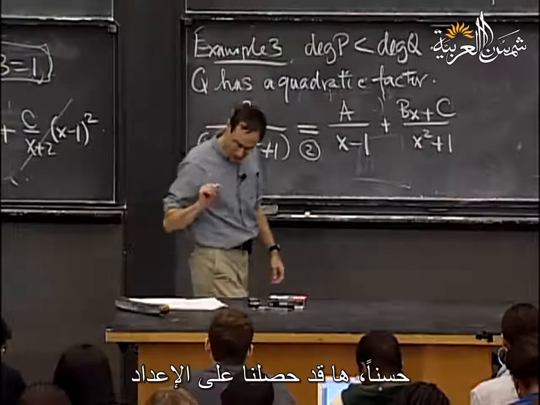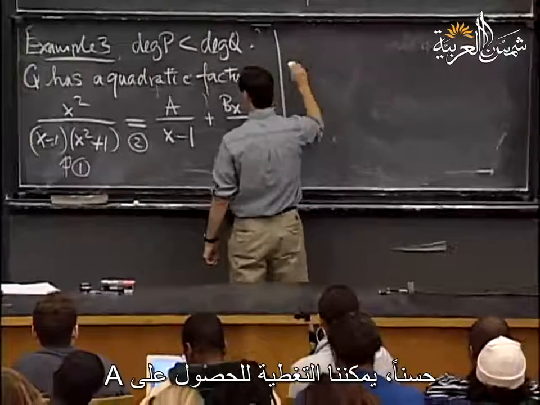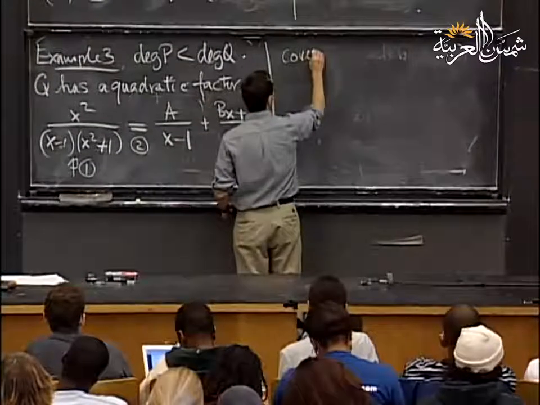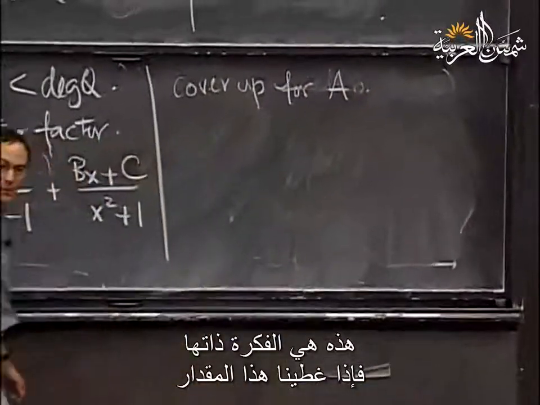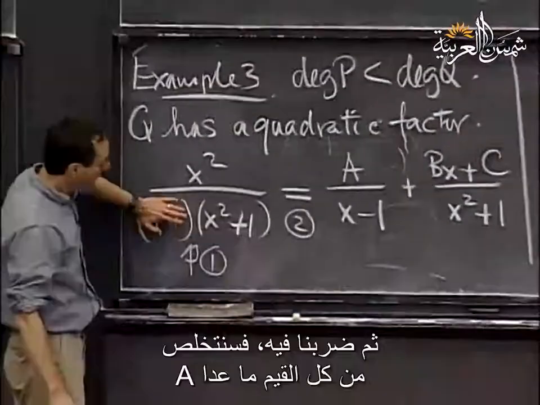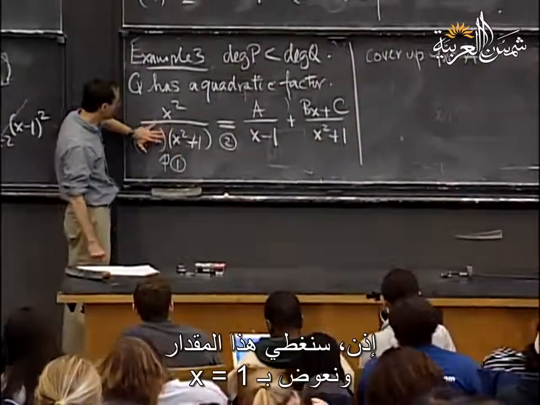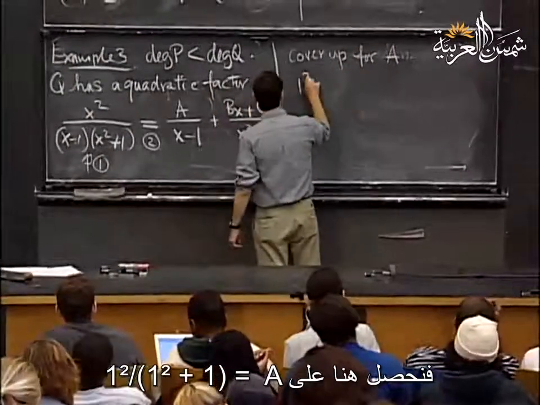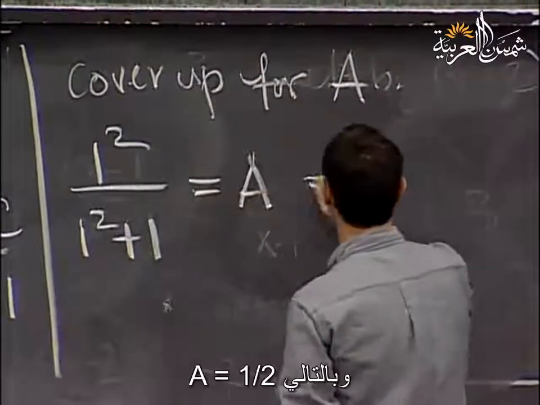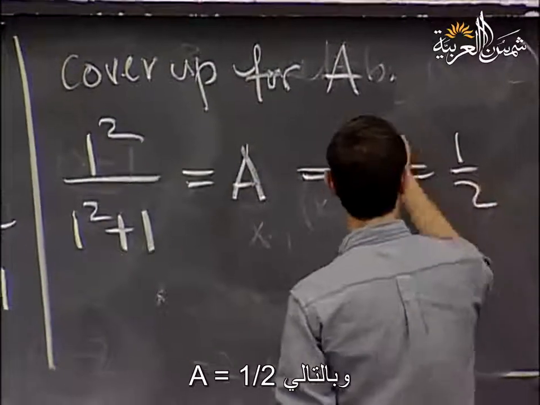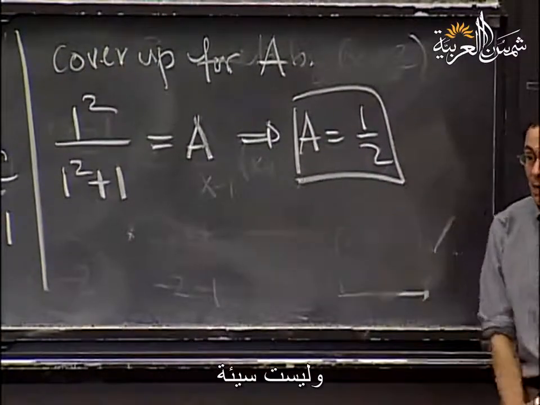All right. So now I have my setup. And now, what can I do? Well, I claim that I can still do cover-up for A. It's the same idea. I cover this guy up. And if I really multiplied by it, it would knock everything out but A. So I cover this up, and I plug in x equals 1. So I get here 1 squared divided by 1 squared plus 1 is equal to A. In other words, A is equal to 1/2. Again, cover-up is pretty fast, as you can see. It's not too bad.